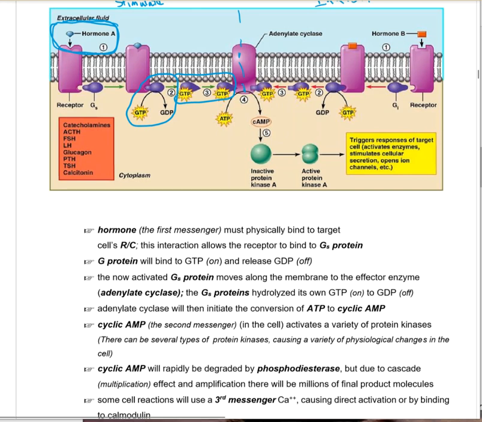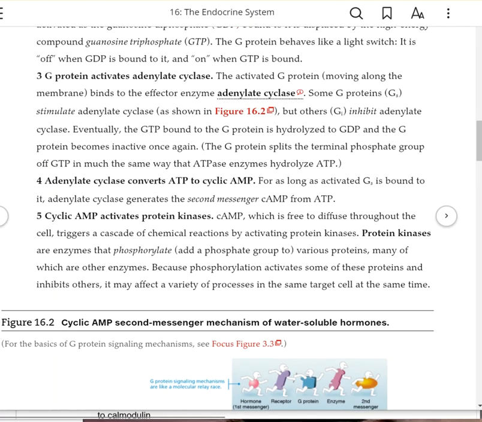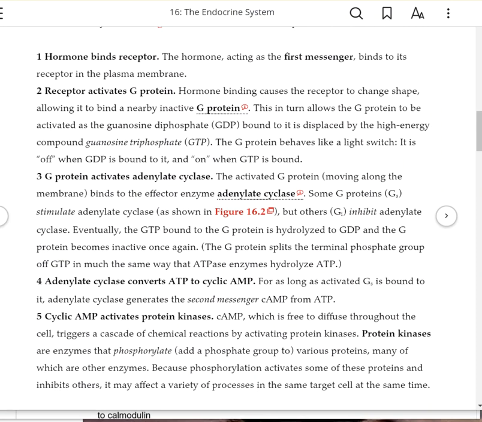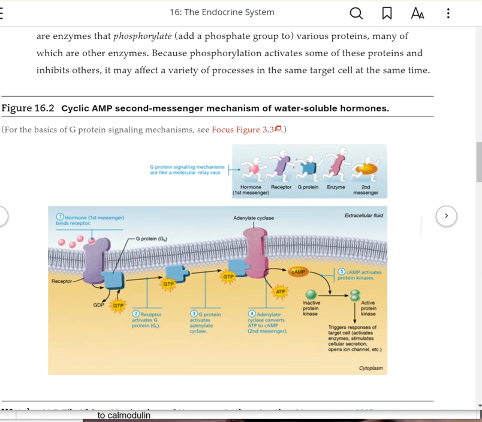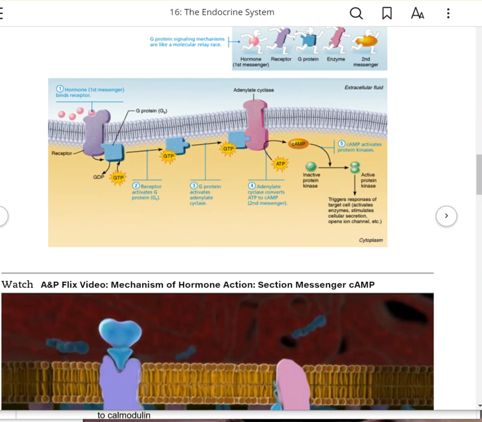If we go back to the book for a moment, I think it's up above here. Notice right here, 1, 2, 3, 4, 5. Those 5 steps are also listed in your notes, so you can read them in your book or in your notes. I'm going to focus on what we have in our notes.